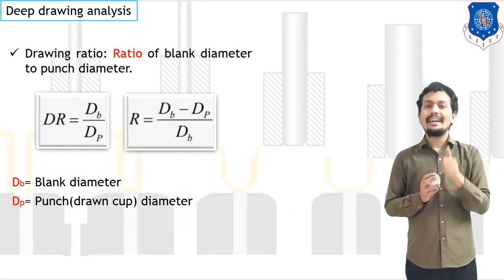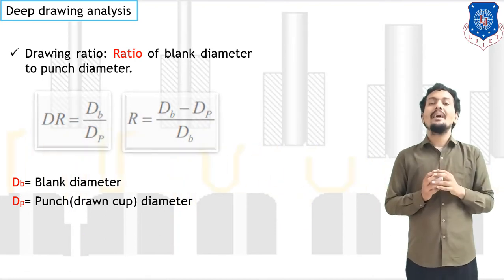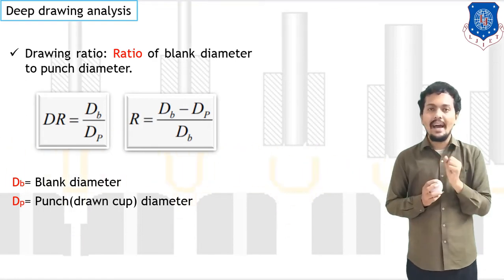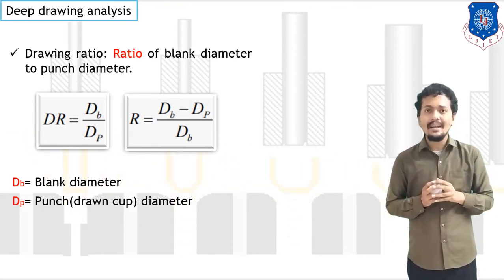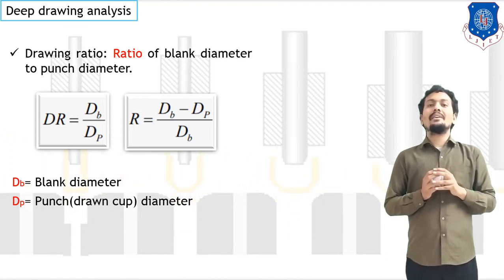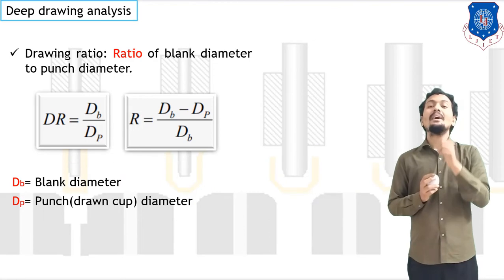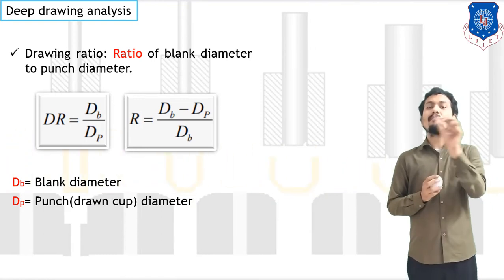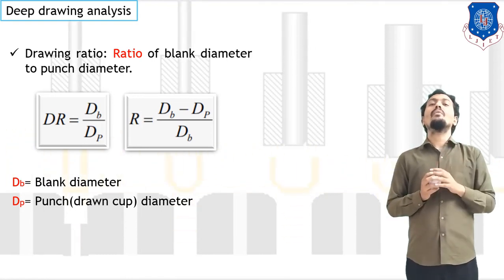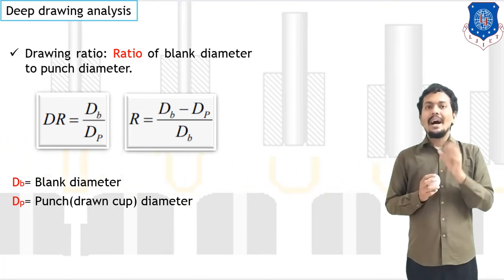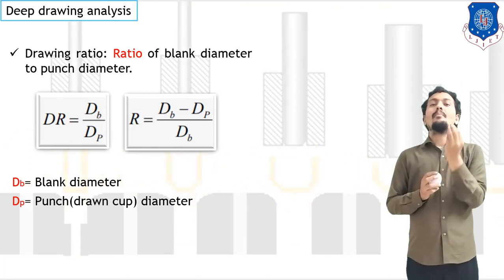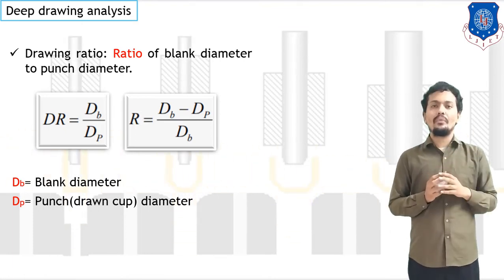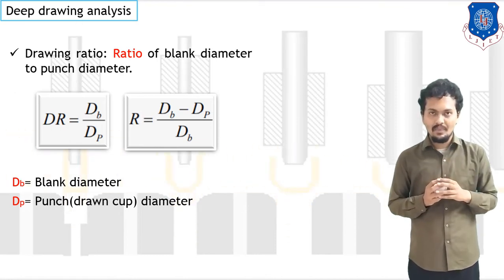So here I mentioned the DR, that is the draw ratio, and it is nothing but the ratio of blank diameter to the final cup or product diameter. So this is known as the draw ratio, right? After that, I also mentioned the reduction ratio or reduction coefficient. That is nothing but the difference in diameter to the initial blank diameter, right? So these parameters are an indication of our deep drawing process. It means how much diameter we can reduce and make the cup shape, right? So the draw ratio and reduction ratio or reduction coefficient equations are mentioned here, right?